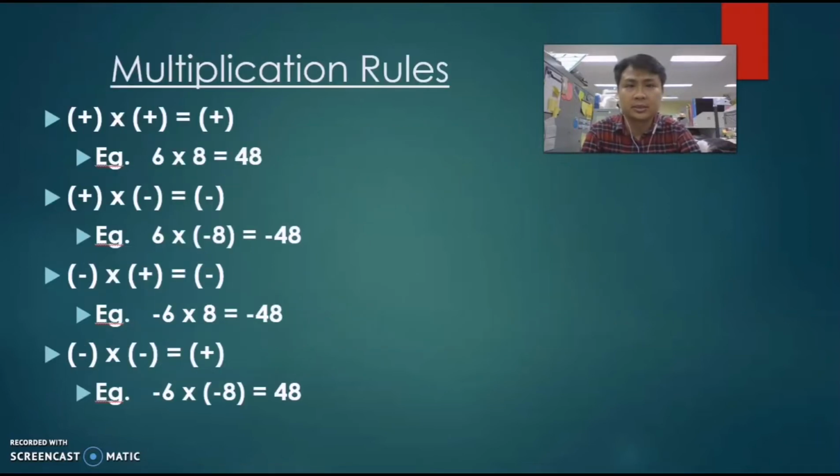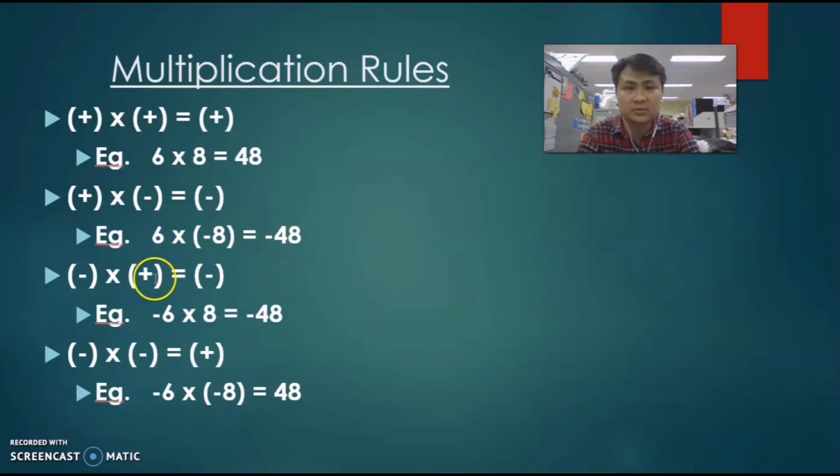Right, so let's take a look at the revision of the multiplication rules. We have 4 multiplication rules. Let's say I take a positive number, multiply by a positive number, it will end up with a positive number. Example, 6 times 8 will give us 48. You can verify this using a calculator. Similarly, a positive number multiplied by a negative number will give us a negative number. So example, 6 times negative 8 will give us negative 48.